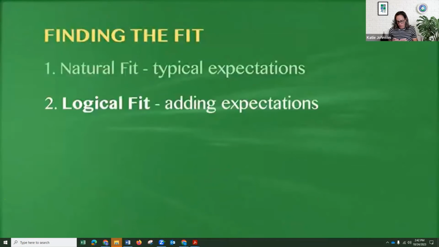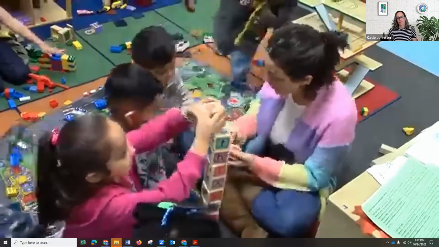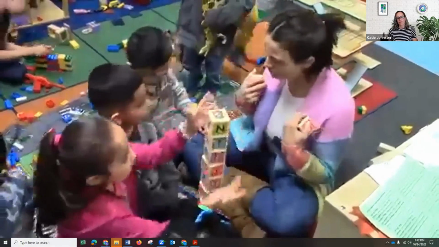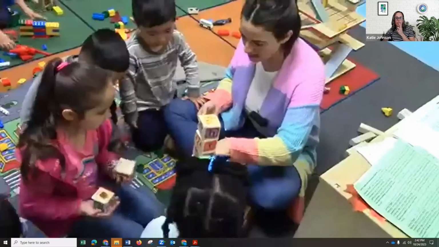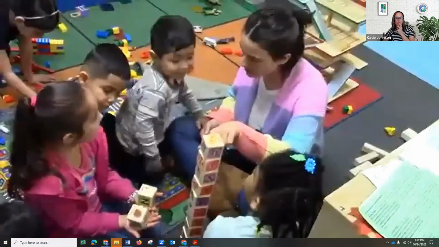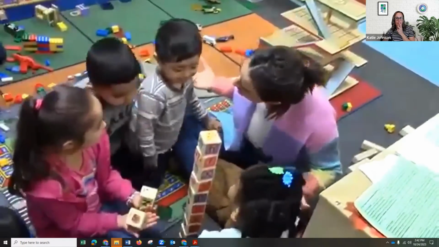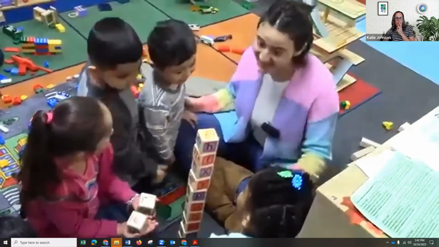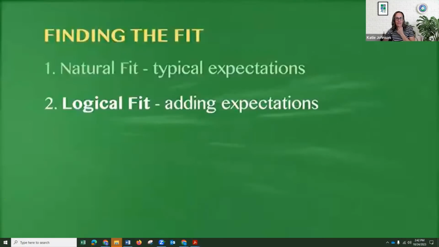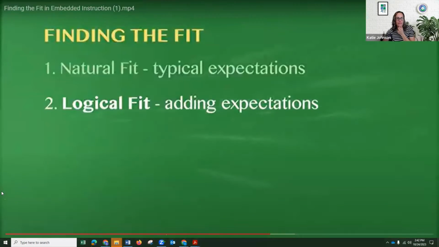Another kind of fit is logical fit. An example would be when the child doesn't have to be able to use a particular behavior or skill to participate in the activity, but it would be logical for them to be able to practice that skill during the activity. One example might be if I am teaching a child to count objects using one-to-one correspondence, and we're building a tower in the block area, I could ask him how many blocks are in the tower and support him to count the blocks. I might not do that too often because I don't want to interrupt the child's play, but it's a logical time that we could embed teaching around that skill.